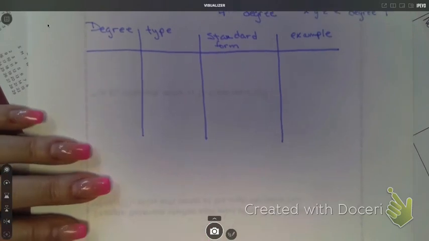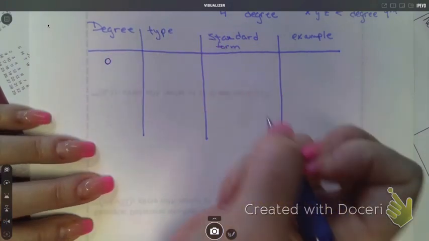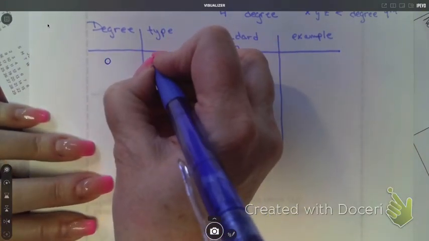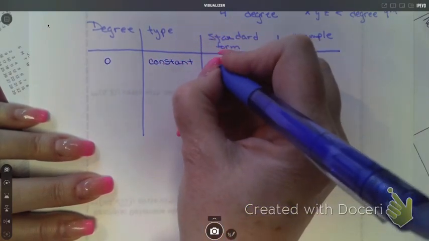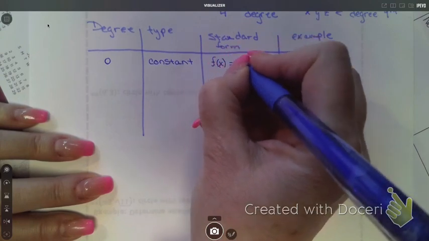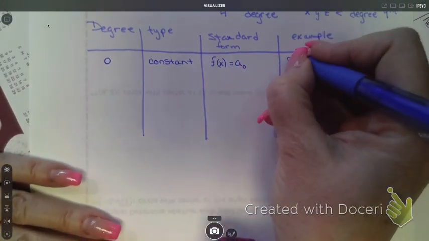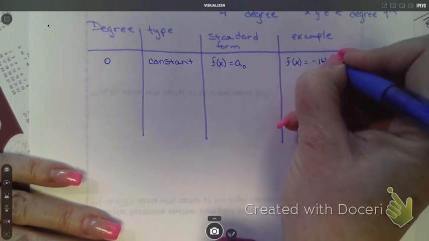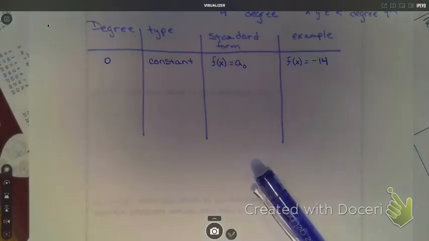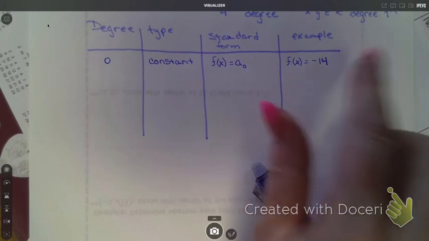Okay, so first of all, we have a degree of 0. That is a constant. Standard form would be f of x equals a sub 0. And an example of that would be f of x equals negative 14. Okay, it is a constant. It means it never changes, yes? Constant means it never changes. So if it doesn't change, there's no variable. Right? That's it.